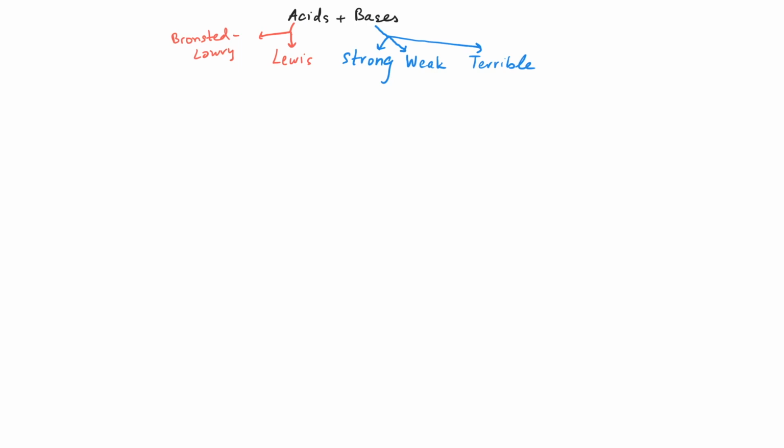Looking at the structure of an acid and base, like hydrochloric acid or ammonia, there's really no way to tell if a species is strong or weak. The way we can tell is by looking at the reaction of the species with water.